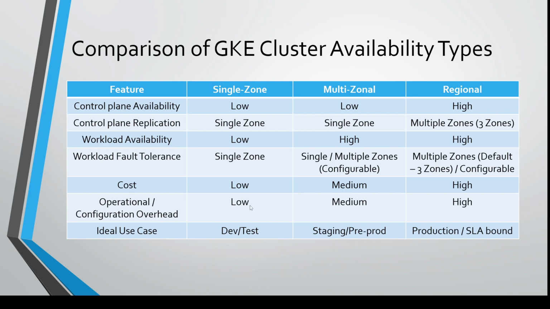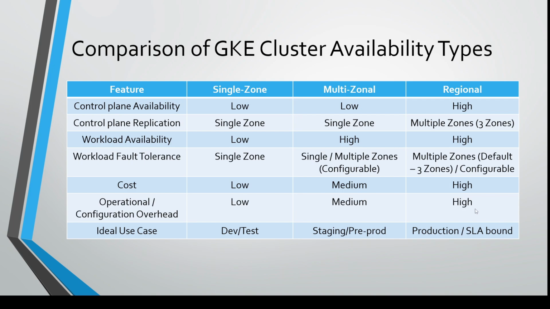So for a single zone cluster, you don't have to put in much additional configuration at the workload level or cluster configuration level. So the overhead is low. For multi-zonal clusters, it's medium because you will have to configure your workload availability and node pool availability in multiple zones. So the overhead is medium. For regional, it is high.